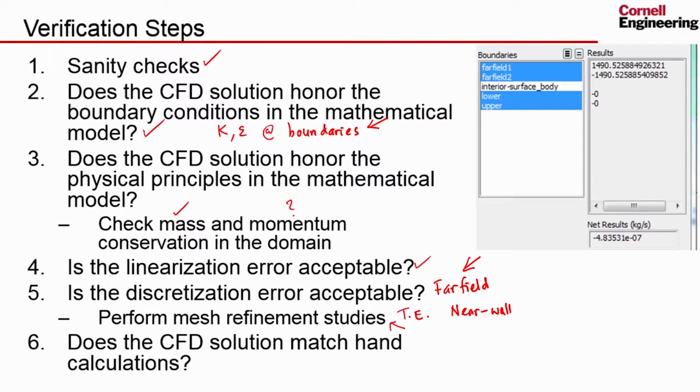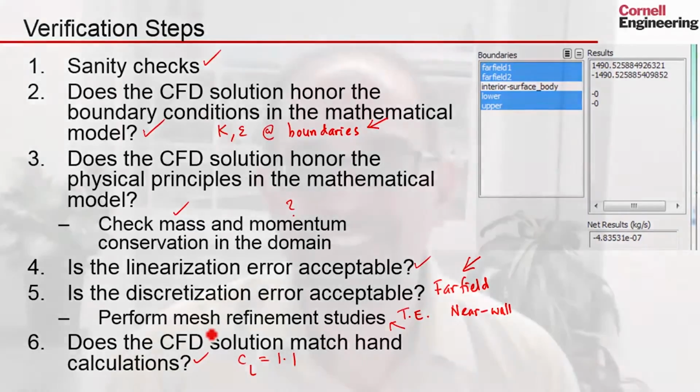And then finally, does the CFD solution match hand calculations? And the hand calculation we had was from thin airfoil theory. It said the lift coefficient should be of the order of 1.1, which was the case in our results. So I think we had at least one hand calculation to check against. And of course, we also had the sanity checks. So those are some verification checks that we can do. And in this case, we also have validation. So I'll talk about that also.